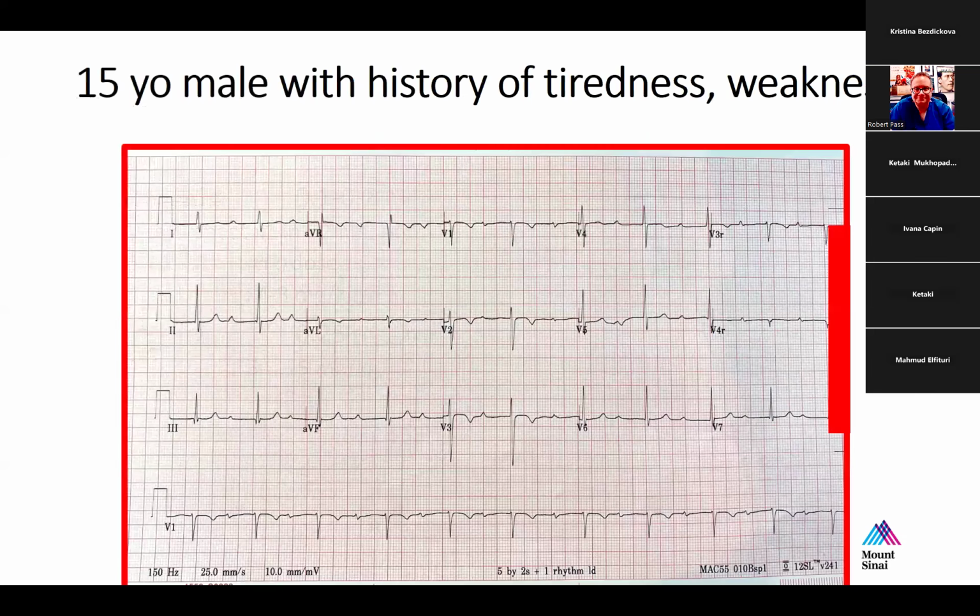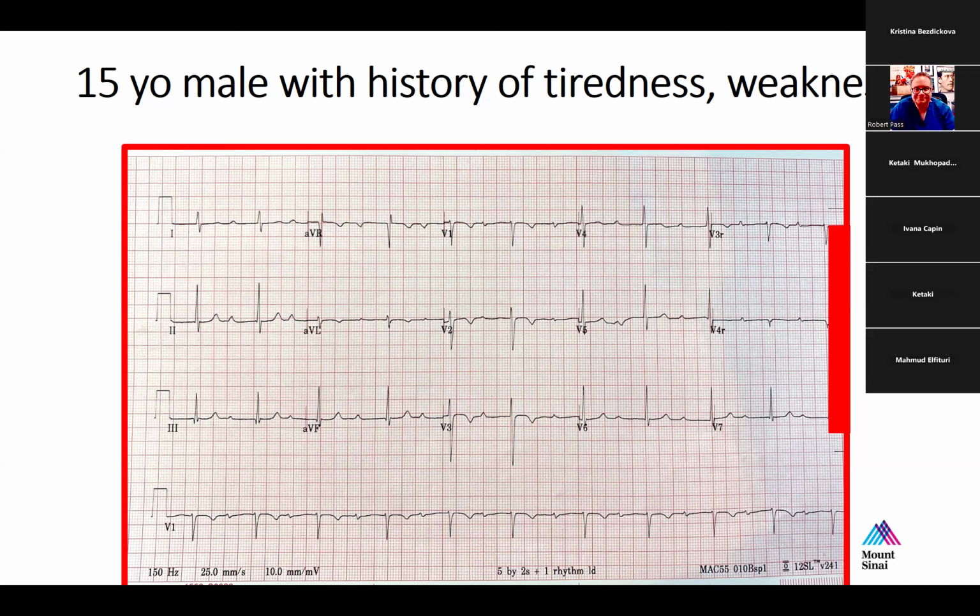So this is a 15-year-old male with a history of feeling tired and being weak. And this is the patient's electrocardiogram. So why don't we ask Vlad what he thinks is going on in this tracing? Good morning. Hi, Vlad. So this is a 15-year-old. First thing that sticks out is that this is a bradycardia.